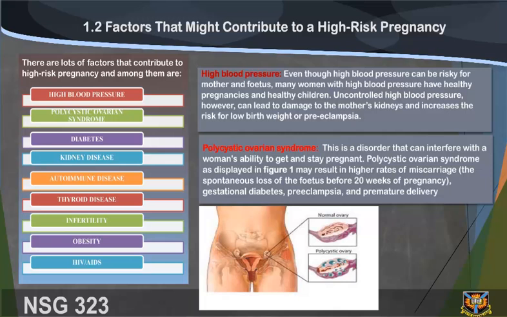Polycystic ovarian syndrome. This is a disorder that can interfere with a woman's ability to get and stay pregnant. Polycystic ovarian syndrome, as displayed in Figure 1, may result in higher rates of miscarriage, the spontaneous loss of the fetus before 20 weeks of pregnancy, gestational diabetes, preeclampsia, and premature delivery.